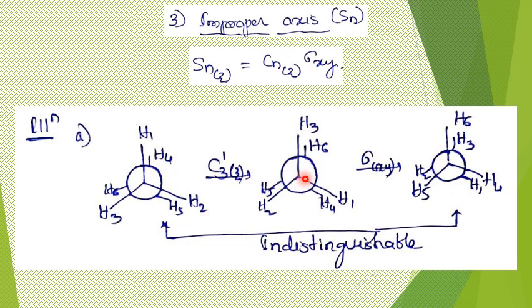If I perform that operation, that will be sigma xy. Now what happens on reflecting a molecule in a particular plane is that the atoms on either side of the plane exchange their positions. So this H6 takes up this position. That's how H6 has come in front now. H3 goes back. Similarly here H1 and H4 change their positions, and similarly H5 and H2 have changed their positions.